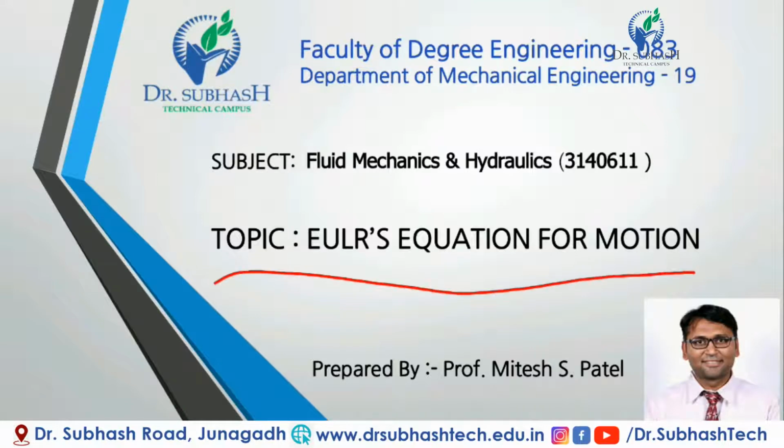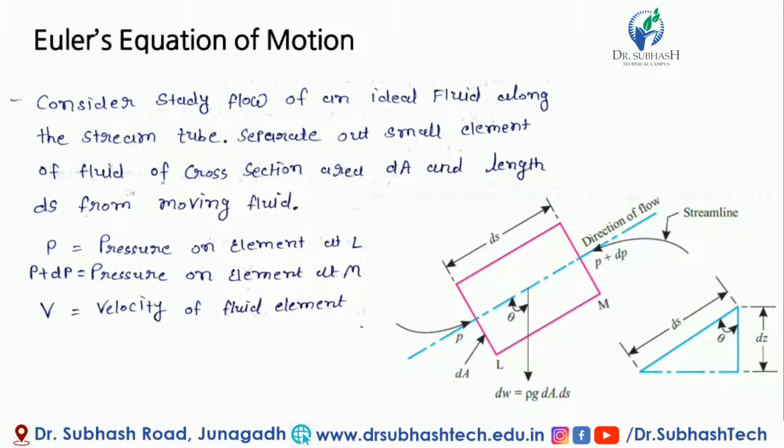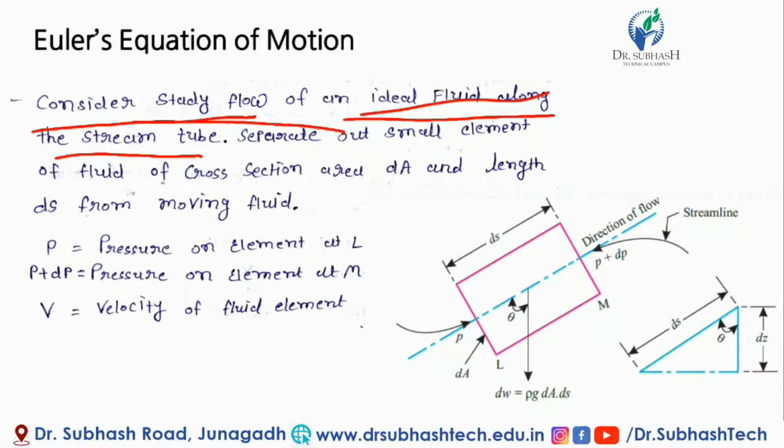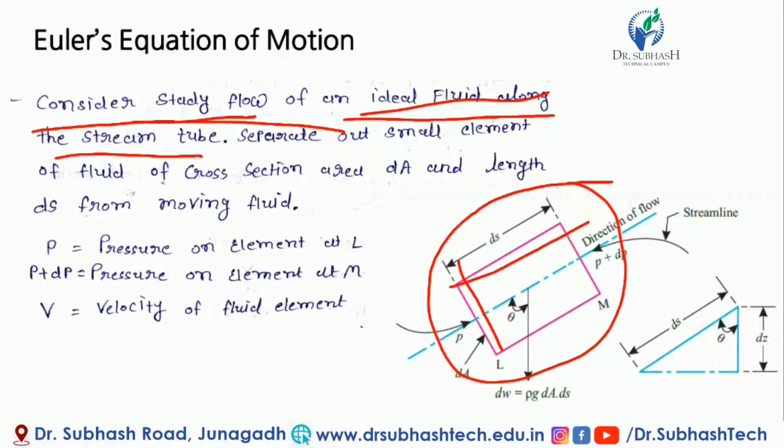Today's lecture topic is Euler's equation for motion. So let's start the lecture. First, we consider steady flow of an ideal fluid along the stream tube. Then we separate a small element of cross-section area dA and length ds.